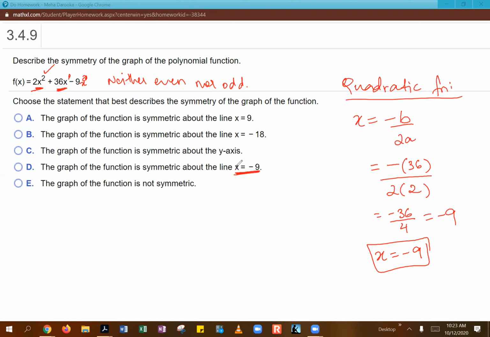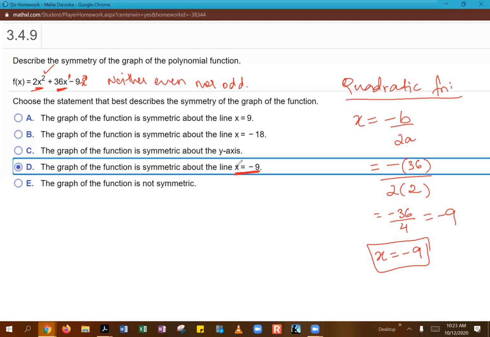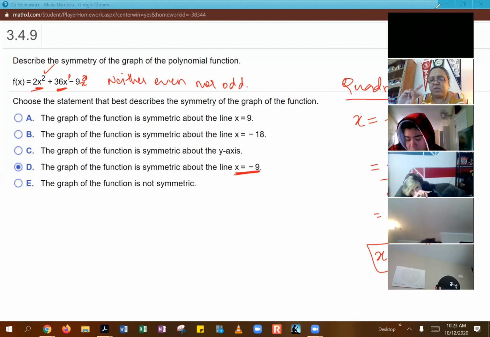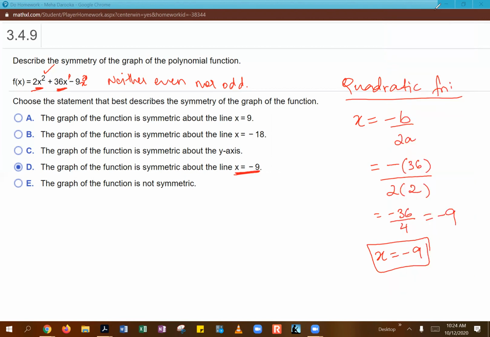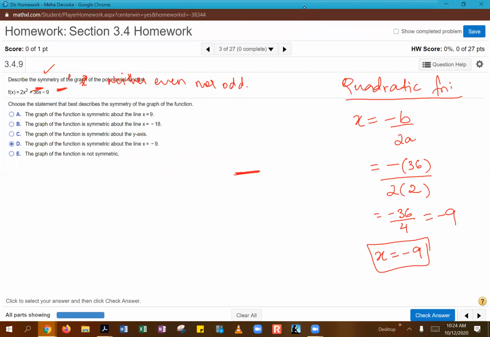So be careful because in chapter 2, we had only talked about symmetry with respect to the origin or the y-axis, but now for this chapter, we need to remember that quadratic functions have their own symmetry. Alrighty, very nice. So let's check this answer.